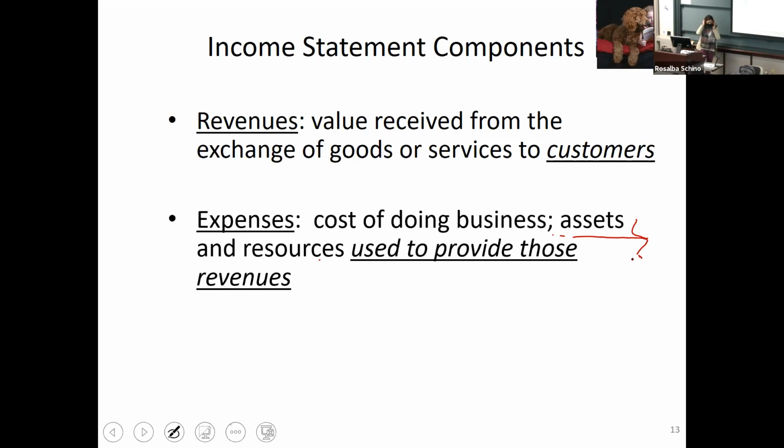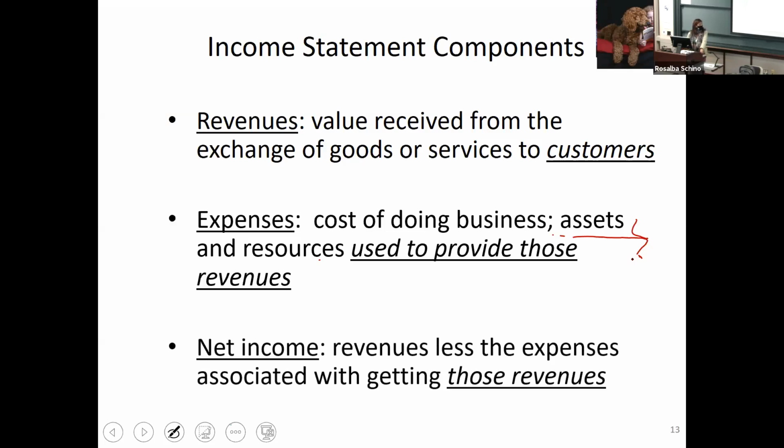This is a very important concept that we're going to go back to over time and think about: how the assets, sometimes it's called that they expired or they are used in the business, and as we use them, they become expenses. Think about depreciation. If I buy desks for this classroom, those are my assets. As I use them, I can depreciate them over time to measure how those desks have benefited my activity, and I book them as depreciation expense. Whereas net income is revenue less expenses associated with getting those revenues. So that's easy.